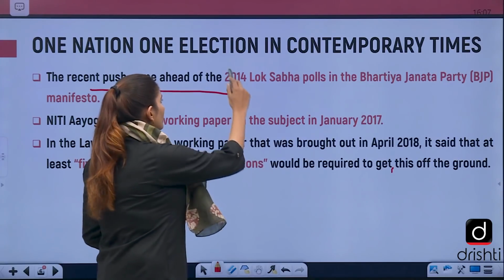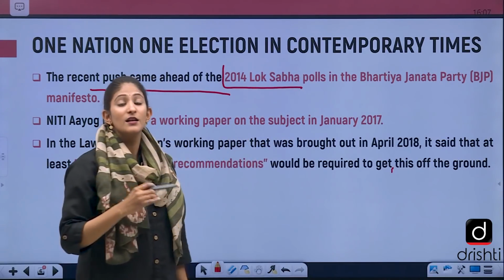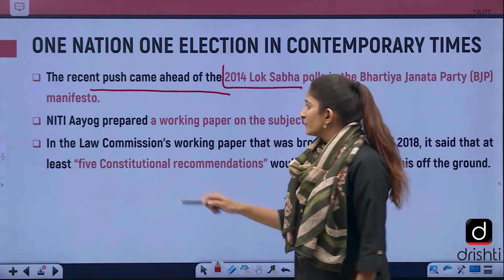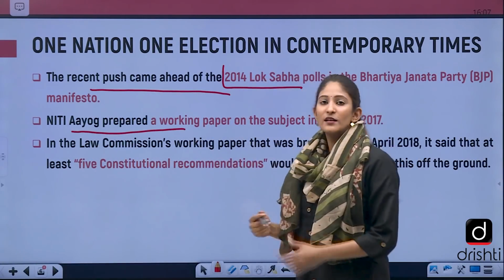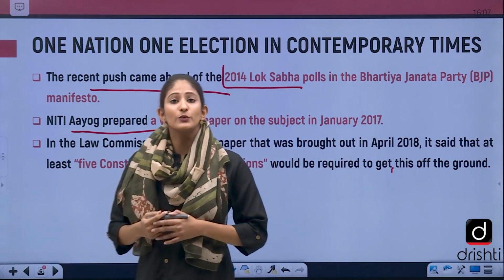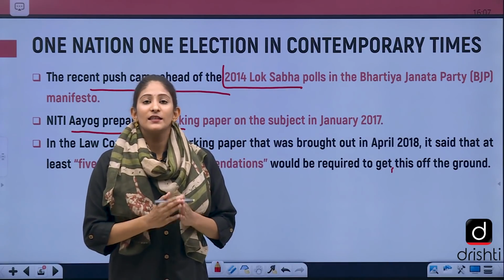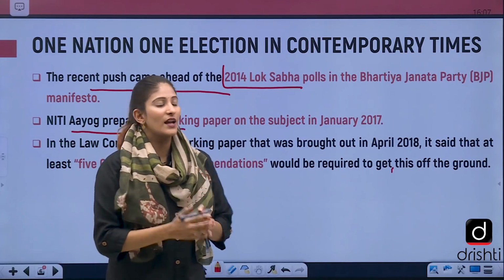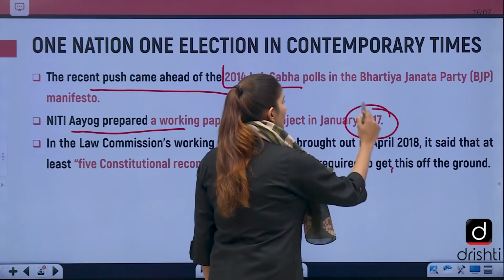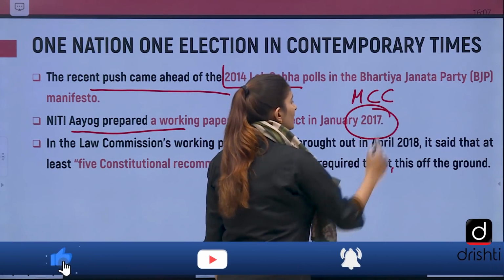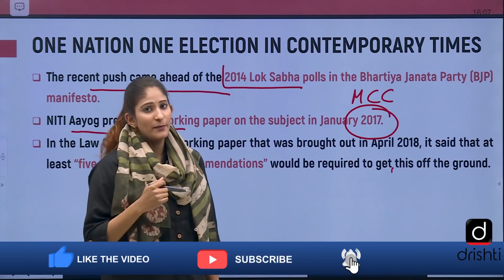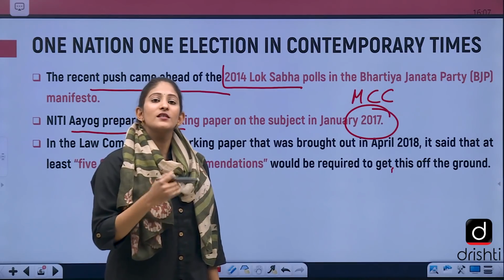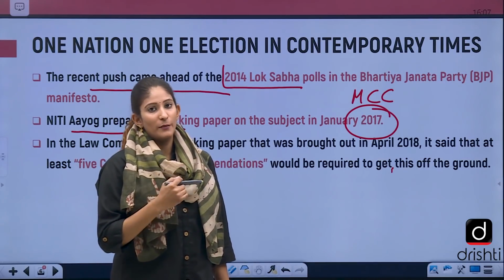ahead of the 2014 Lok Sabha polls in the Bharatiya Janata Party's manifesto. Alright, after that, Niti Aayog prepared a working paper in the year 2017 and said that yes, it favors one nation, one election, and said that due to the application and implication of the Model Code of Conduct, there arises a policy paralysis and development works come to halt. Also, there is no continuation of the government policies.